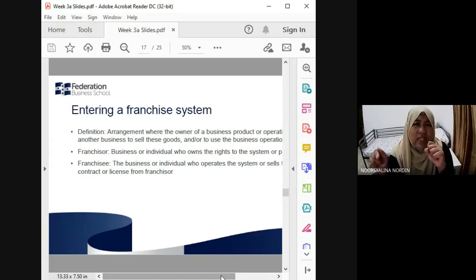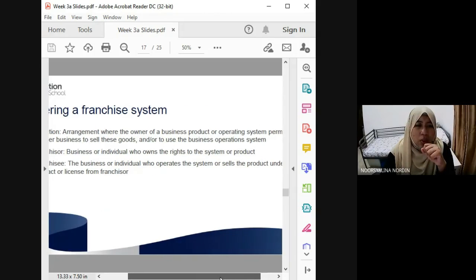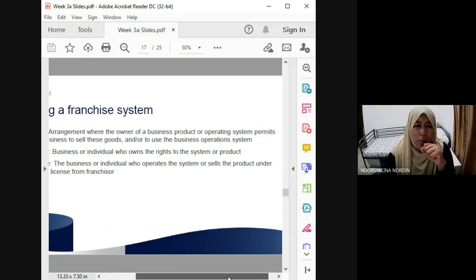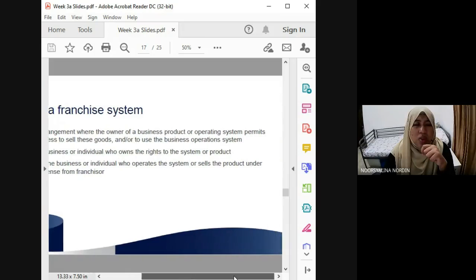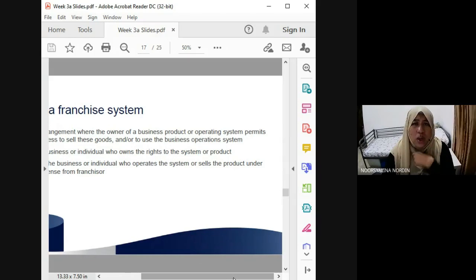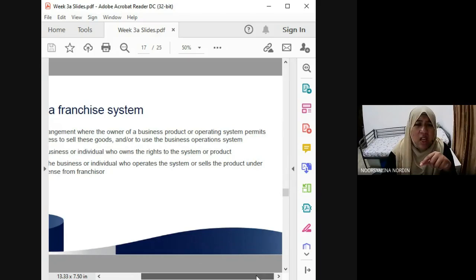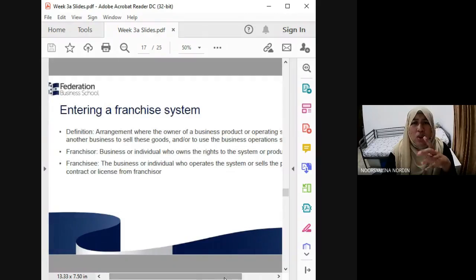Who pays? The franchisee. Okay. So who is the franchisor? The business or individual who owns the right to the system or the products, of course, the owner. And the franchisee is the business or individual who operates the system. So if I am the one running the franchise business, but you are the owner, I am called the franchisee. You are the franchisor because you are the owner of the franchising license, and I use all the product. The intellectual property belongs to you.